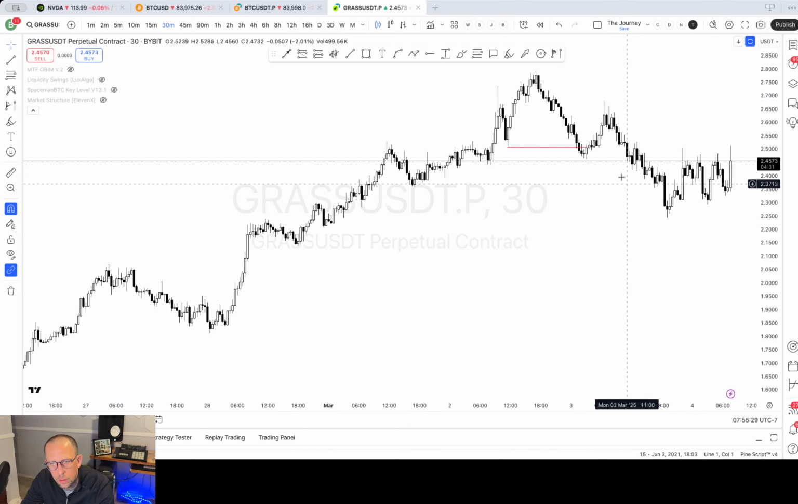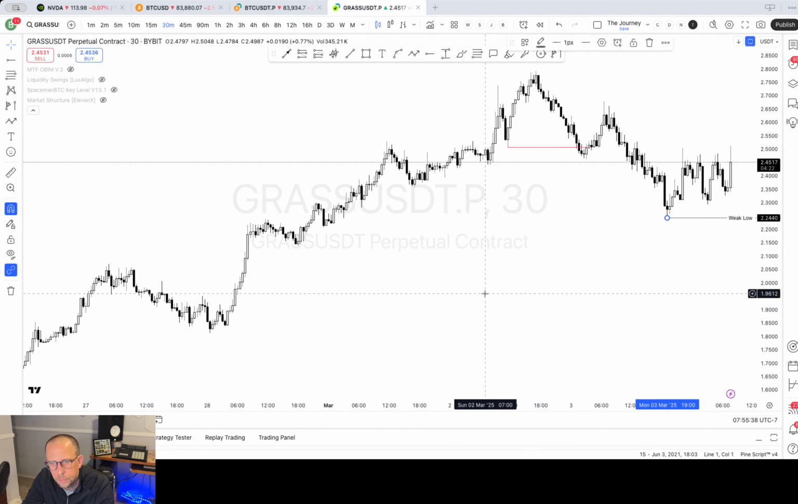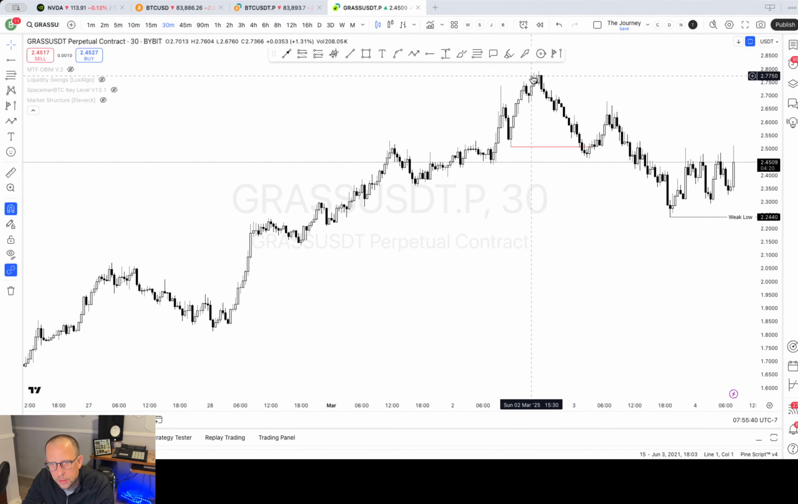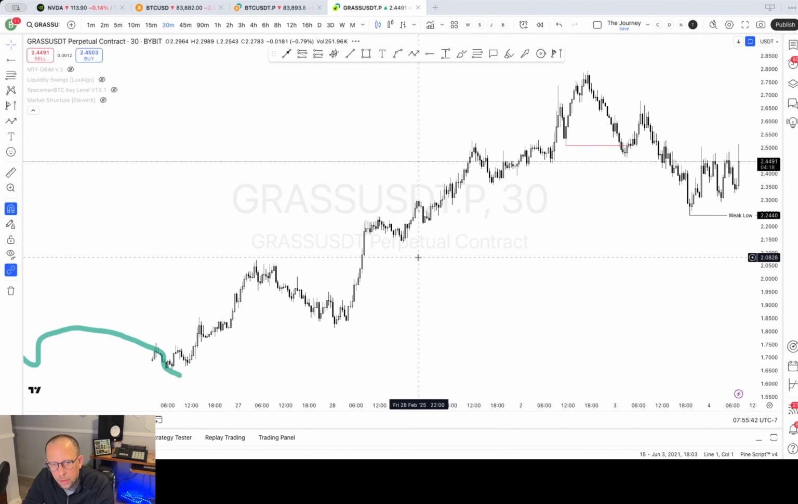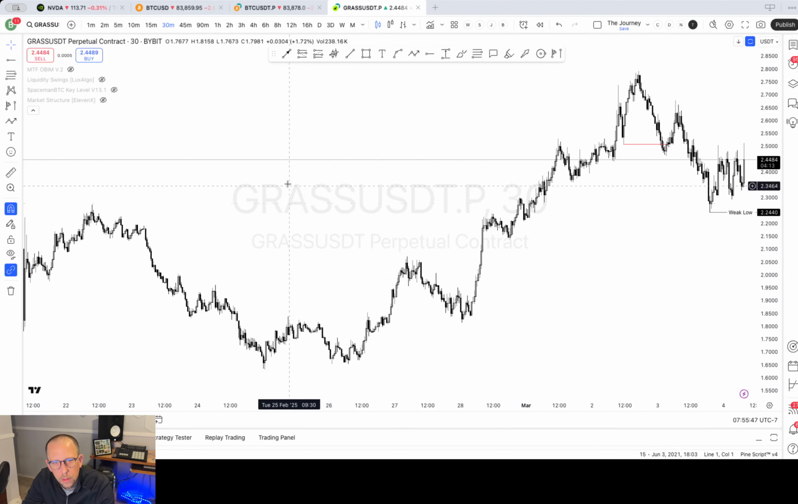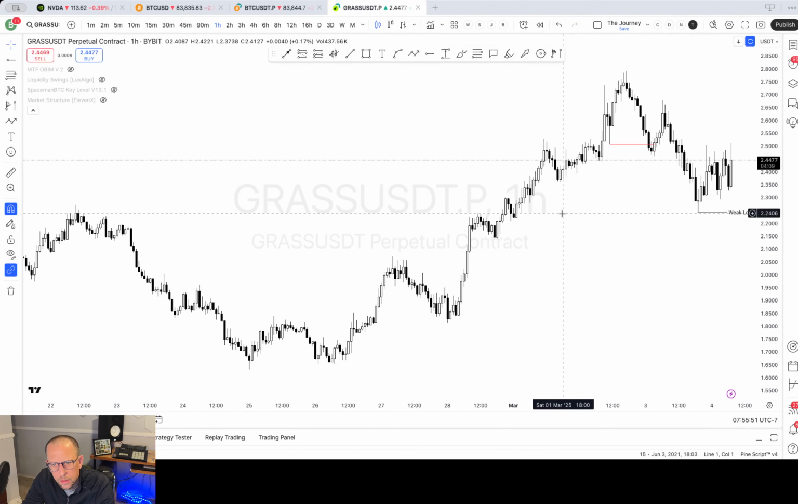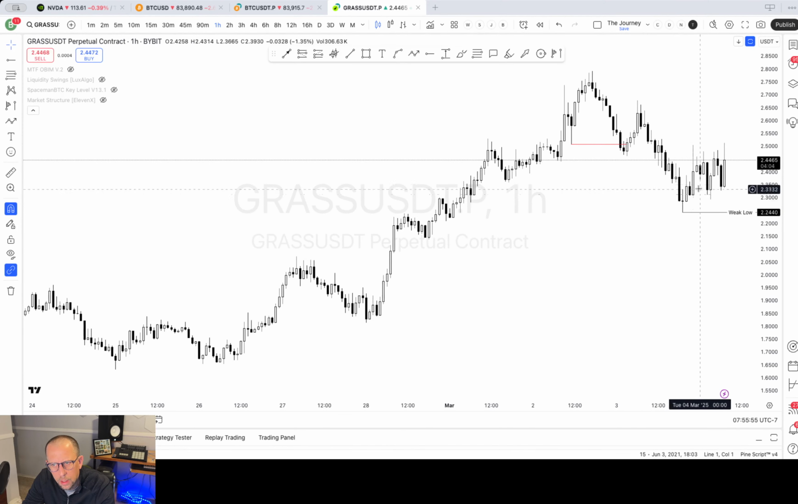Weak low on the 30, not on the 4 hour. The 4 hour, this high is still weak. Let's go put on some time frames here. No significant demand in this area. Swept your last high.